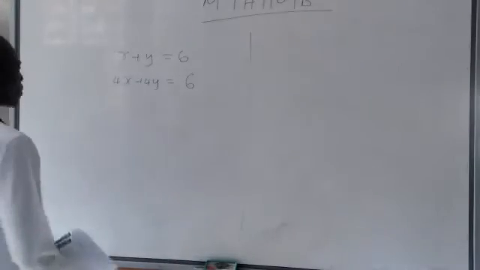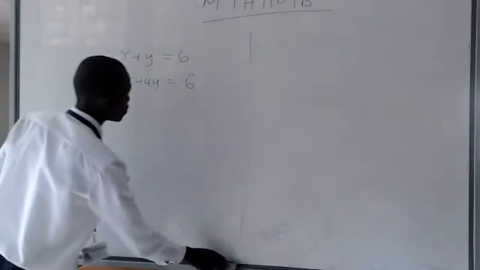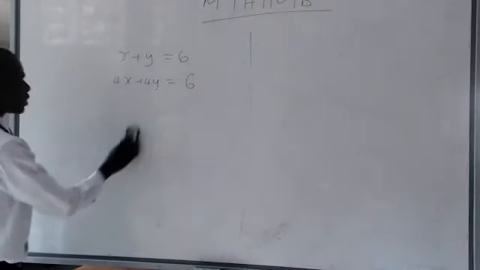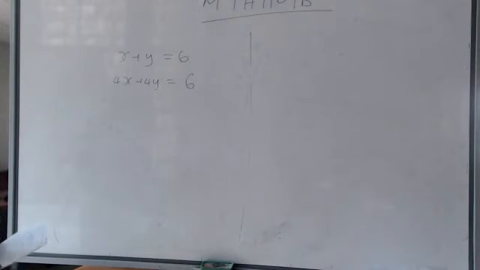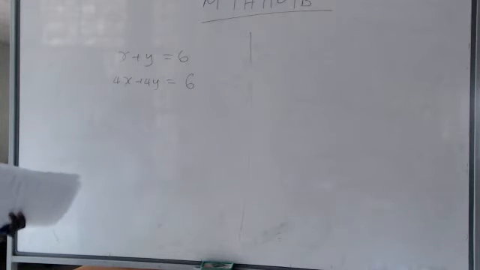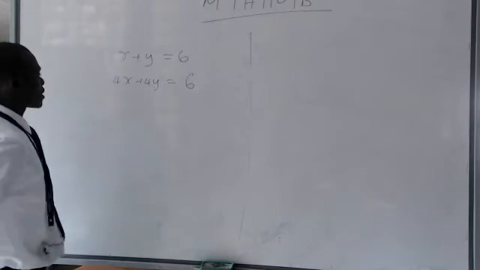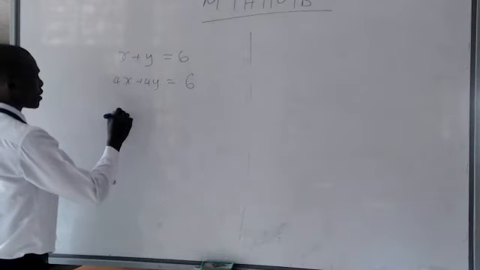Okay. So which variable do you want us to eliminate here for this system? X and Y are the unknowns. Decide on which one you want to eliminate. X. Okay, we want to eliminate X. So how do we eliminate X? We want to eliminate X.